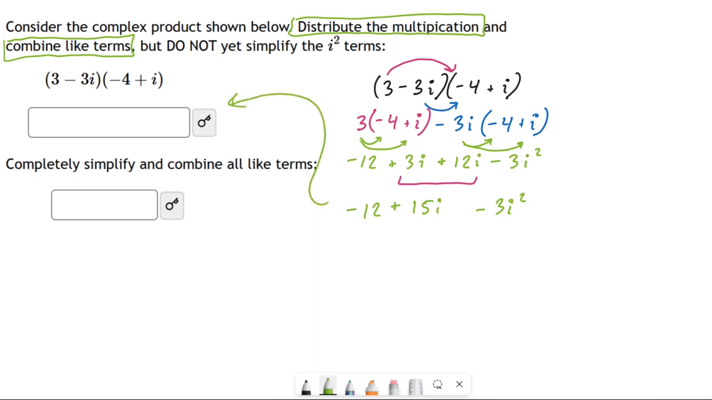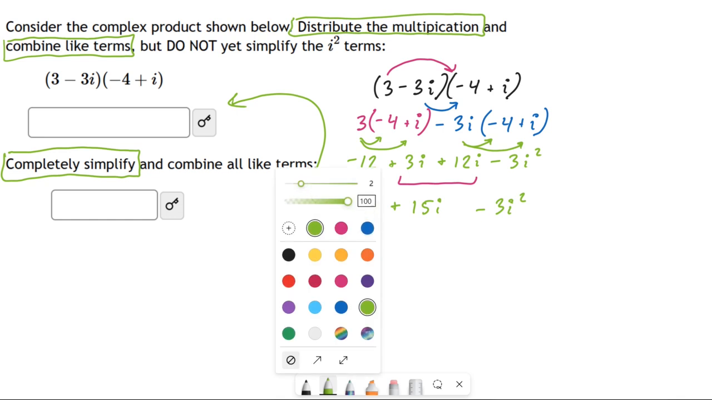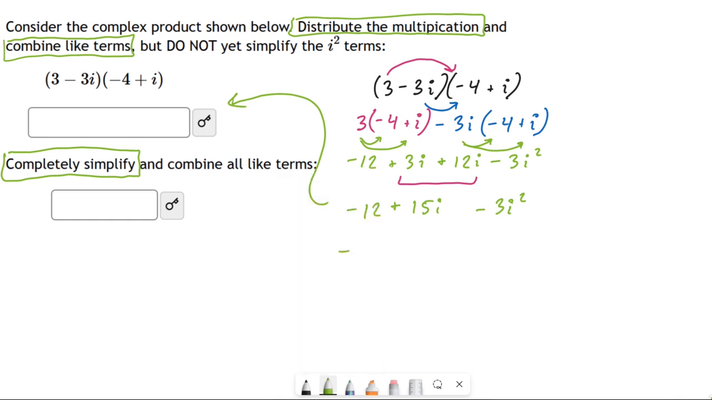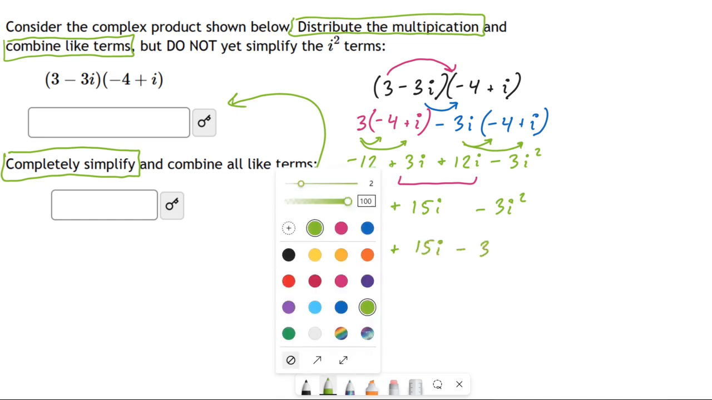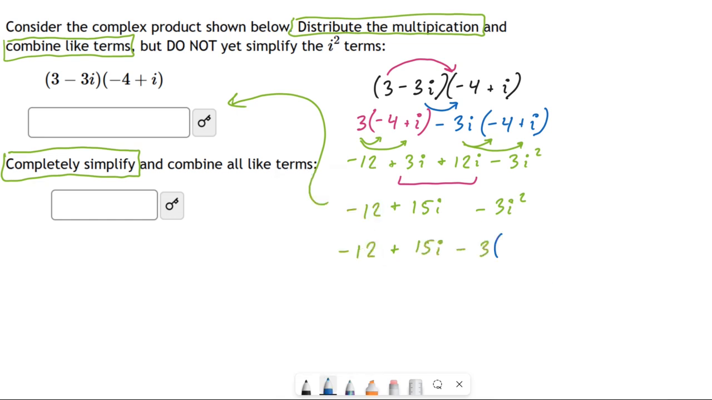Now it says completely simplify. Well, what does that mean? That means we're going after those i squareds. So if you remember from class, what the i squared turns into, I'll write it this way, everything stays the same except the i squared itself. That has a special value in algebra. It's just negative 1. Okay, that's what i squared is.